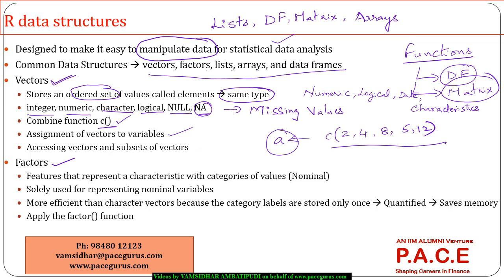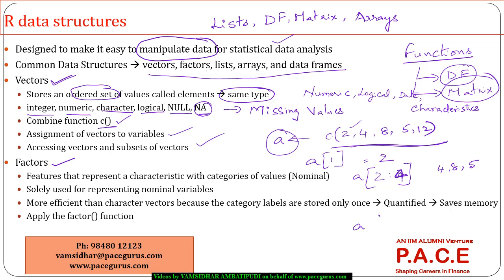So this is a vector of 5 values. The size of this vector is 5. I am assigning this vector to this variable called A. And I can access the vectors and subset of vectors. If I am saying A with a square bracket of 1, means out of this vector pull out only the first element of the vector, which will give me an output of 2, because this is the first element of the vector. Or I can say A 2, 2 colon 4, which is like 2 to 4. So I'll get the output as 4, 8, 5.